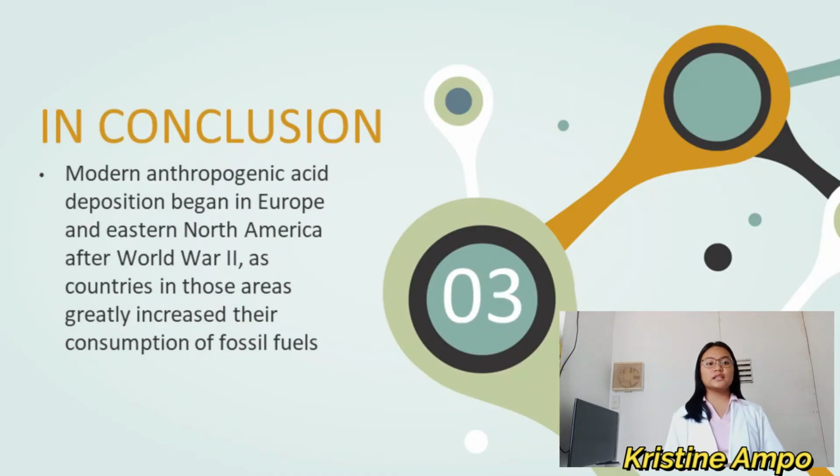In conclusion, acid rain affects countries that emit CO2, and it's because they burn more fossil fuels than other countries.